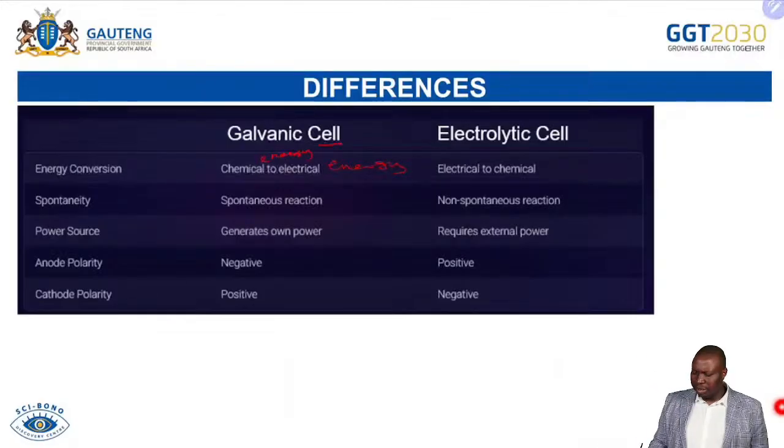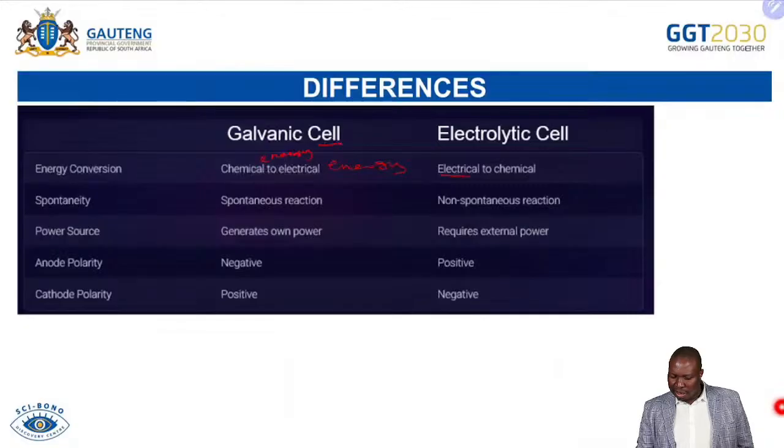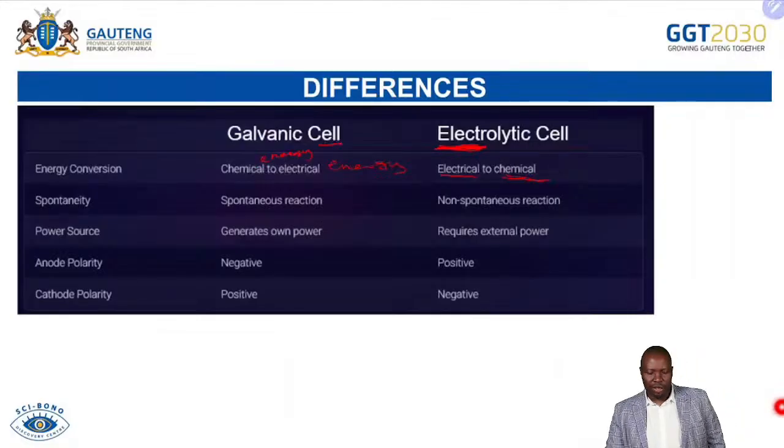When it comes to electrolytic cell, it is electrical energy to chemical energy. So I always say to learners, if you are forgetting, think about this: electrical. We must start with electrical to chemical when it comes to electrolytic cell.